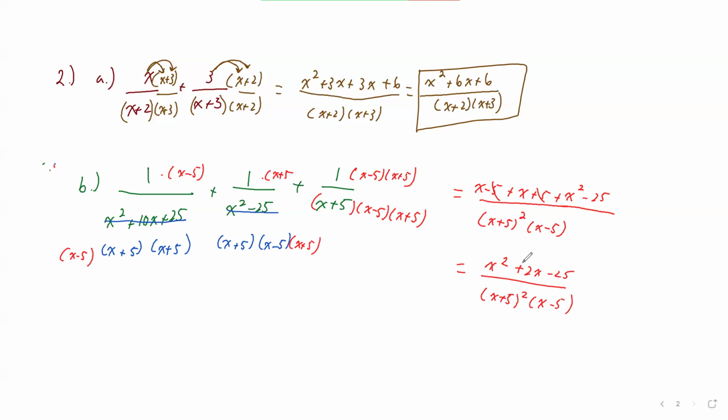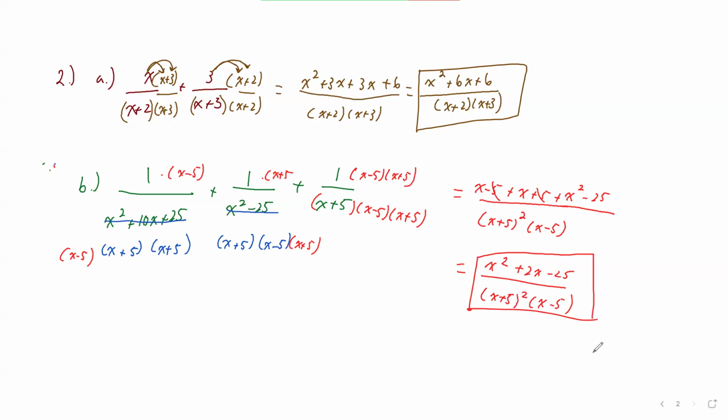And again, you just keep it like that. Don't try to factor anything because there's not two. Typically, there are some situations, but typically there's not two things that will multiply to that c and add to that b. Do check if you need to or if you can. In this case, again, nothing multiplies to negative 25 and adds to 2. So that's my final answer.